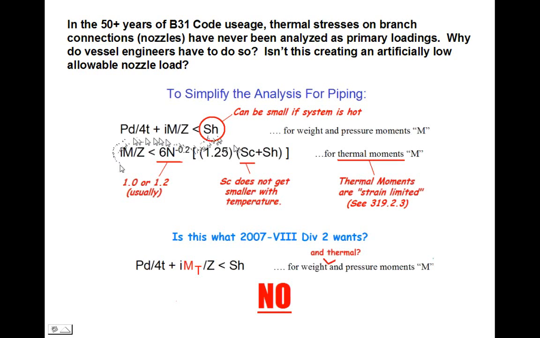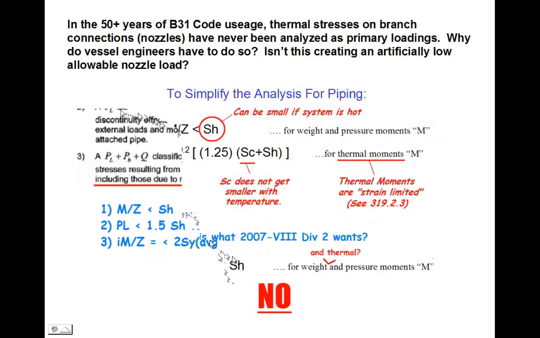And all of our secondary stresses before are moments due to thermal. This was moments only due to pressure and weight. This is moments due to thermal. The allowable for the thermal moments was always fairly high for the piping analysis, because even though SH was included, SC was also included, which doesn't get smaller with temperature. So now what's happened is we're putting the moments due to temperature up into this equation and comparing it to a fairly small allowable. So the question is, is this really what Division 2 wants? And the answer that I think we'll see is that no, this is not what we're doing.